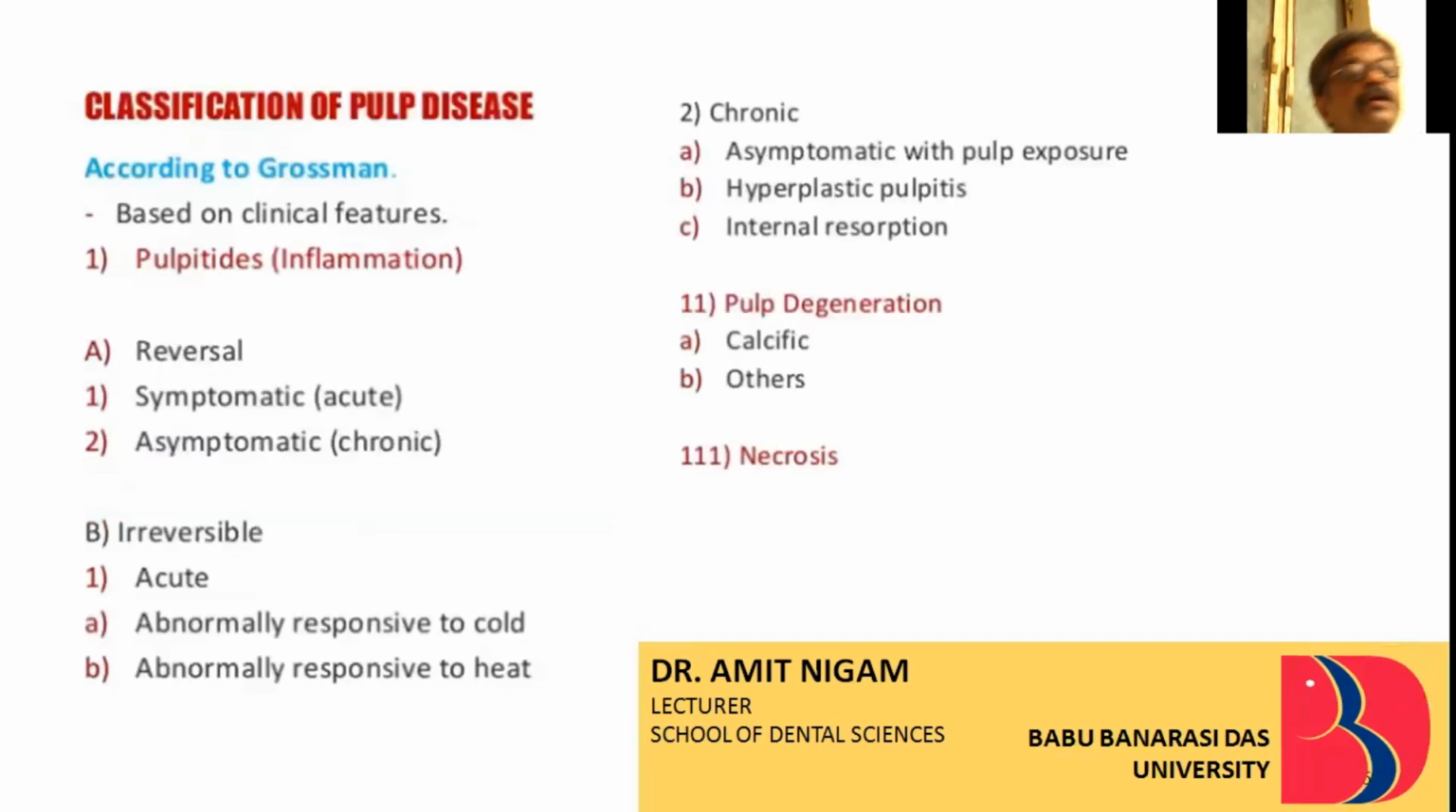So coming to the classification, how can we classify these? Grossman classified the diseases of the pulp on the clinical features. The first one was pulpitis or inflammation. In this we have reversible. In reversible we have symptomatic and asymptomatic. Symptomatic is like these days with Corona, those who have symptoms, and asymptomatic are those who have no symptoms. Usually asymptomatic patients are chronic, so symptomatic could be acute and asymptomatic could be chronic.